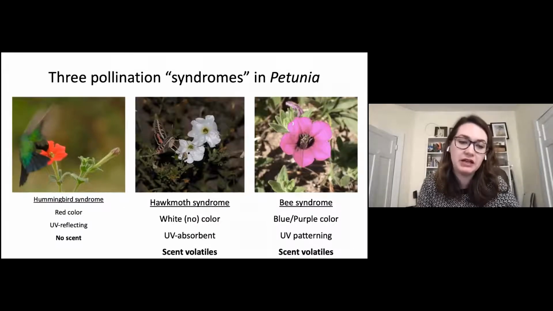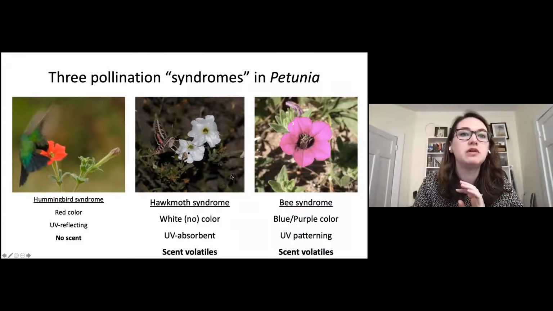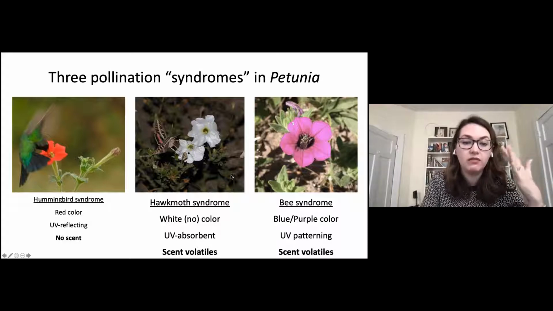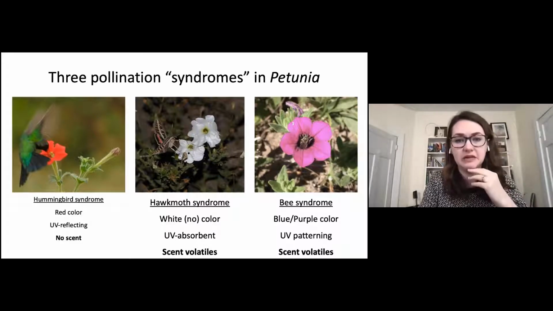There are three main pollination syndromes in Petunia. We have the hummingbird syndrome, as seen here, characterized by red color, UV reflecting petals, and no scent. We have the hawk moth syndrome, where we have white petals, no visible color, UV absorbent petals, and very strong scent, usually at night.